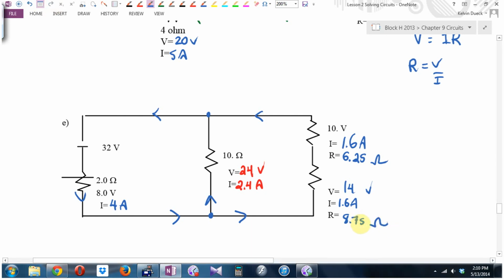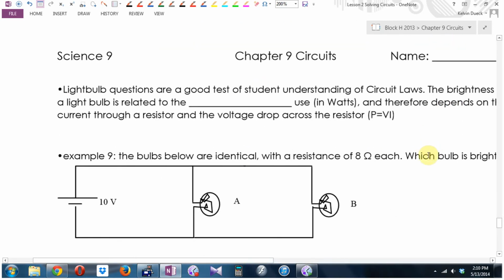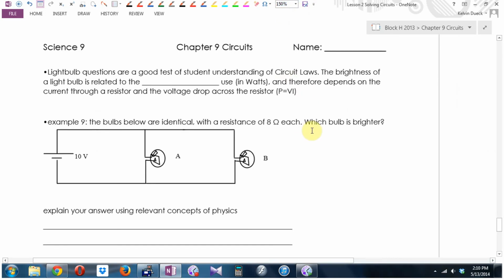So I can't teach you, Kayla, a standard method to solve a circuit. What I can give you is an approach, and it's find total current first if they gave it to you. Otherwise, go look for a resistor where they've told you 2 things, and then start skiing using the current rule and using the voltage rule. Be careful and do the math. Okay? I wrote here, light bulb questions are a good test of student understanding of circuit laws. I'm actually going to do this.